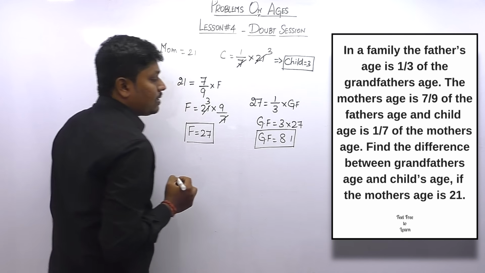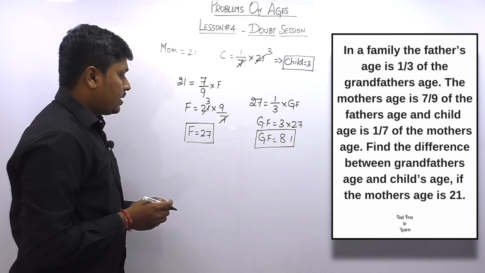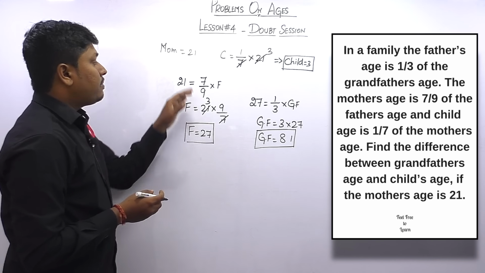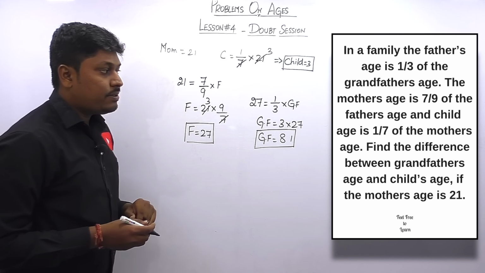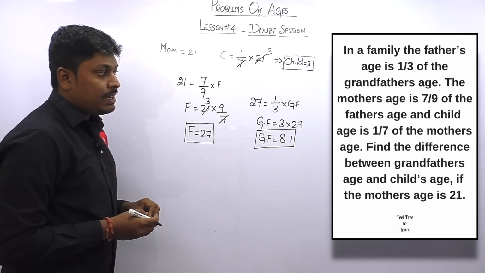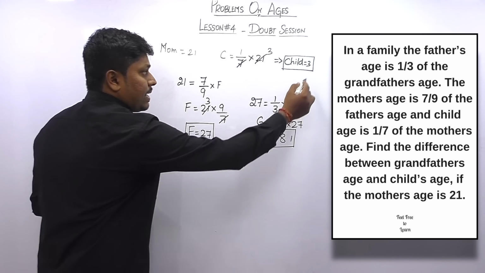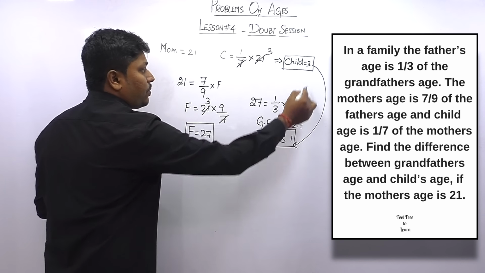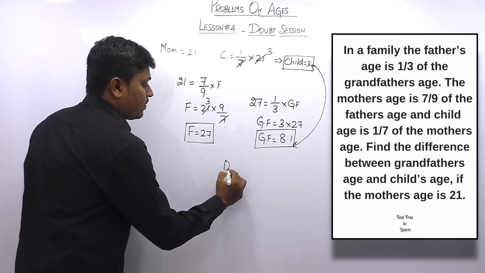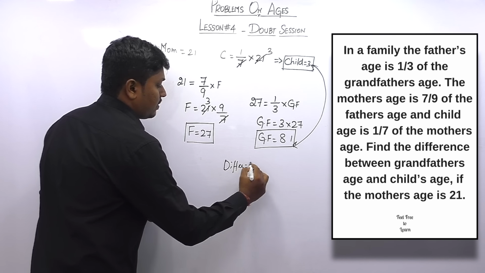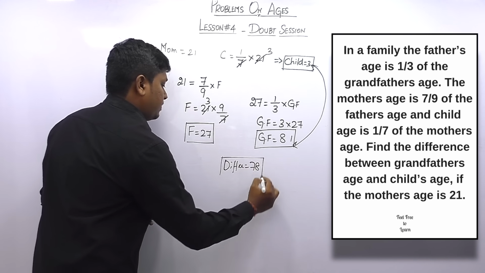So finally we found the grandfather's age is 81, father's age is 27, mom's age is 21 and child's age is 3. But what is our target? Our target is to find the difference between the child's age and the grandfather's age. So child's age is 3, grandfather's age is 81. So the difference will be 78, right? So we can say the difference is 78, which is the answer for this question.